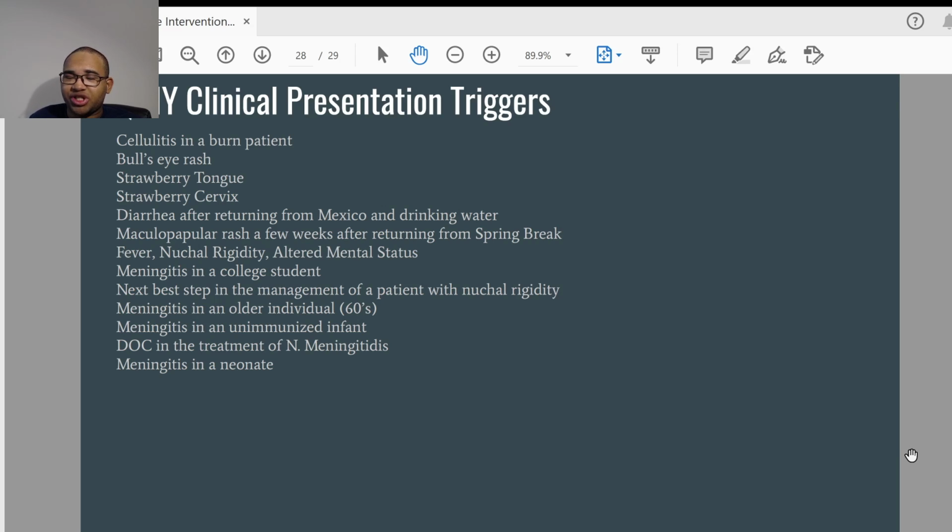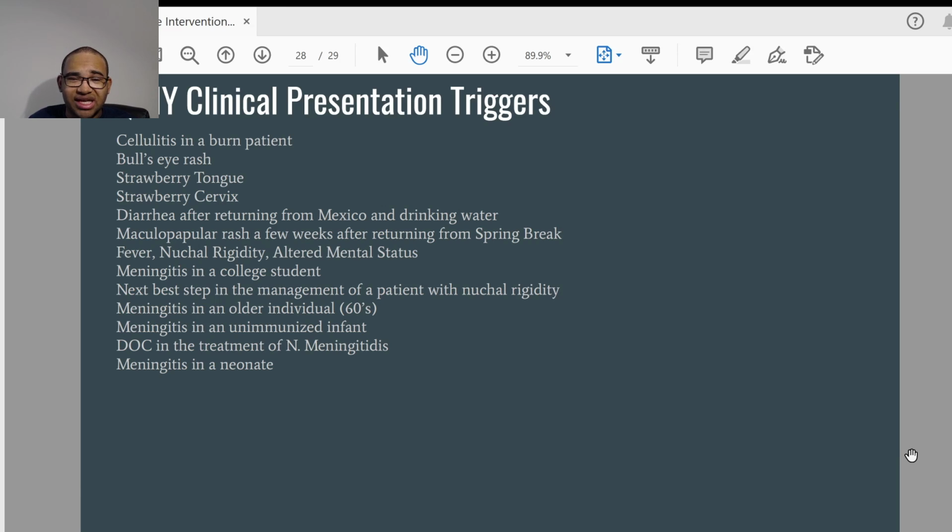Next best step in the management of a patient with nuchal rigidity. If they don't have signs of increased intracranial pressure, you can strongly consider getting a lumbar puncture, right? But you do a CT scan first if you have signs of increased ICP, because if you do a lumbar puncture in a person with high ICP, they'll herniate and die, and that's not ideal, right? And then meningitis in an older individual, think about Strep pneumo.